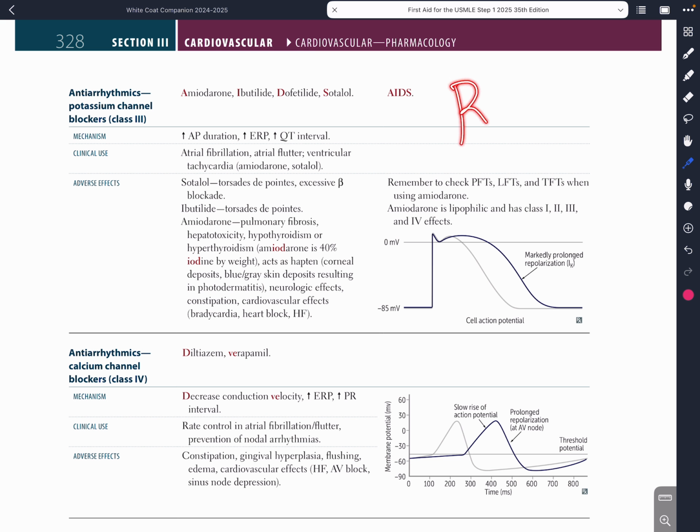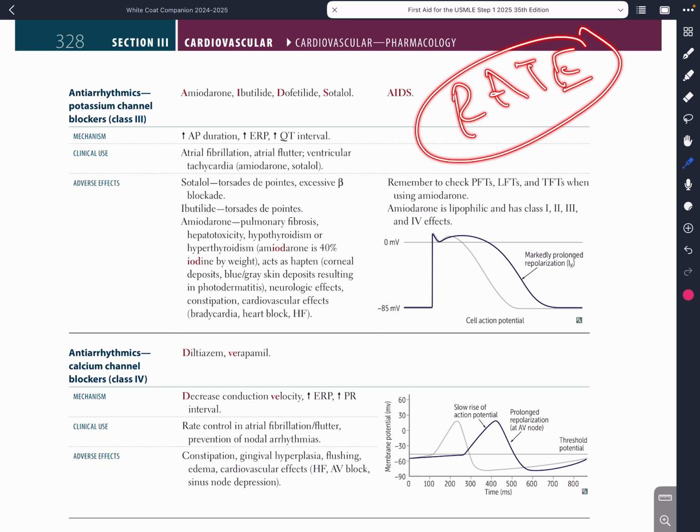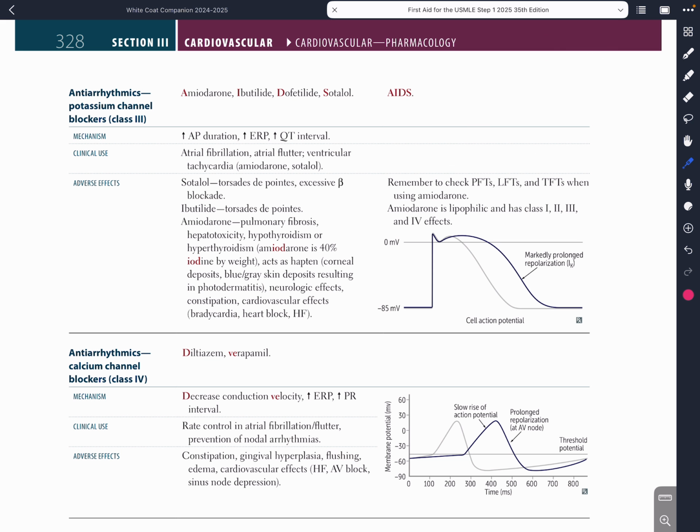Remember, guys, rate over rhythm, always, for the rest of your life. First control the rate, then control the rhythm, not the other way. Okay, then adverse effects: sotalol causes torsade de pointes and excessive beta blockade. Ibutilide can cause torsade de pointes.